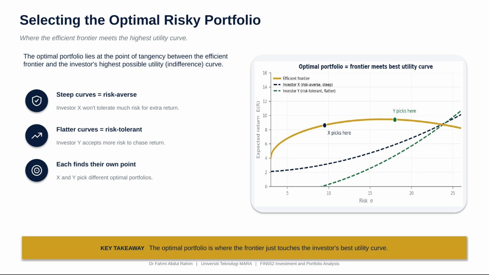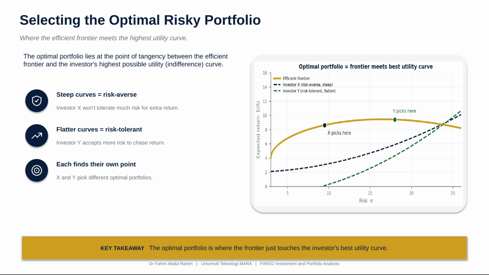So everyone wants to climb to the highest dashed line they possibly can, the same way you'd always want the top floor of a hotel with the best view. But here's the catch. You can only buy portfolios that actually exist on the gold curve. So the best you can do is reach the highest dashed line that still manages to touch the gold curve.